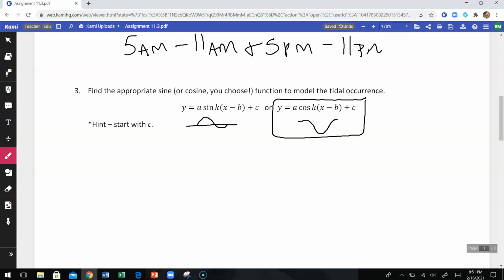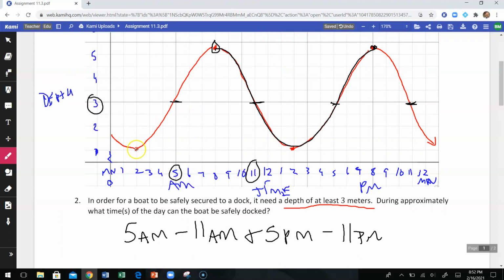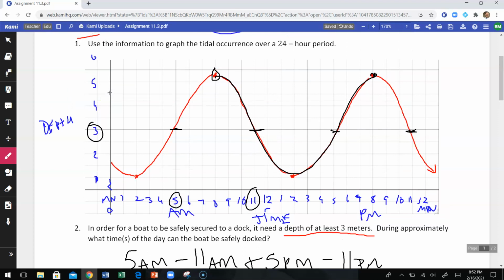Alright, so what do we need to know? We need to figure out what A is, what K is, what B and C both are. We need all of that. So my hint to you is to start with C. C is our vertical translation, right? Our vertical shift. How much was this shifted up from our original x-axis, our midline here? So I need to figure out what the middle of this graph is. What y value would give me the middle of the graph?